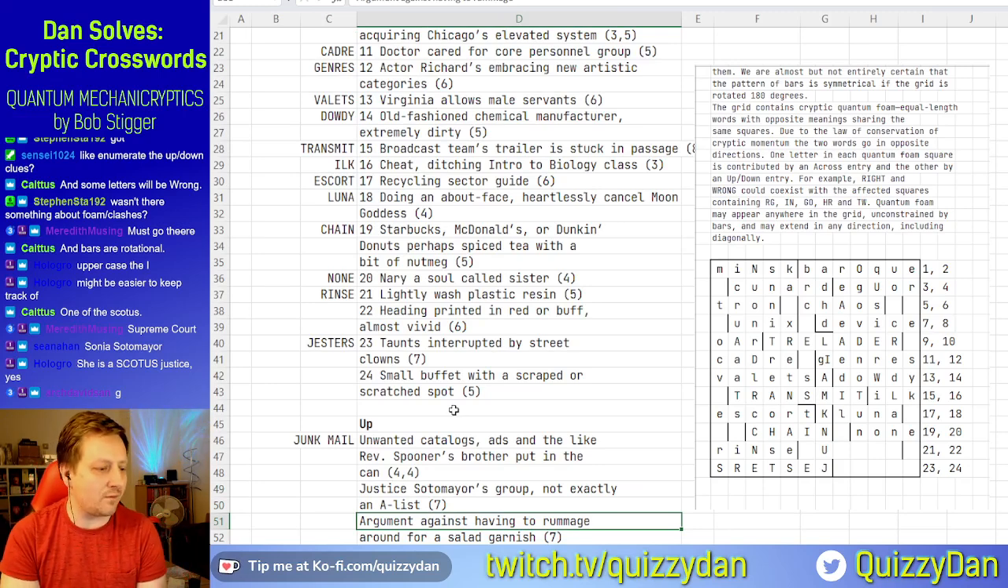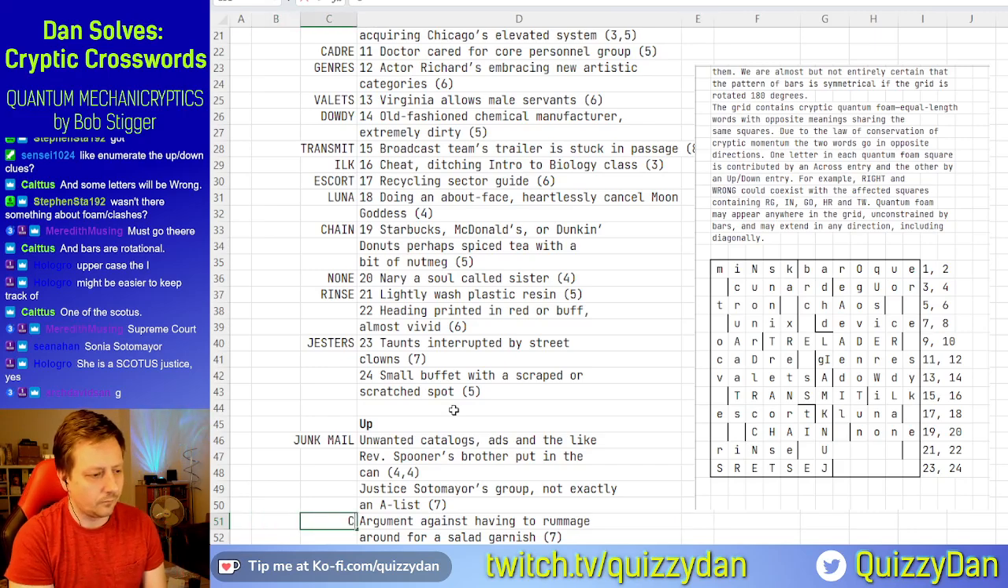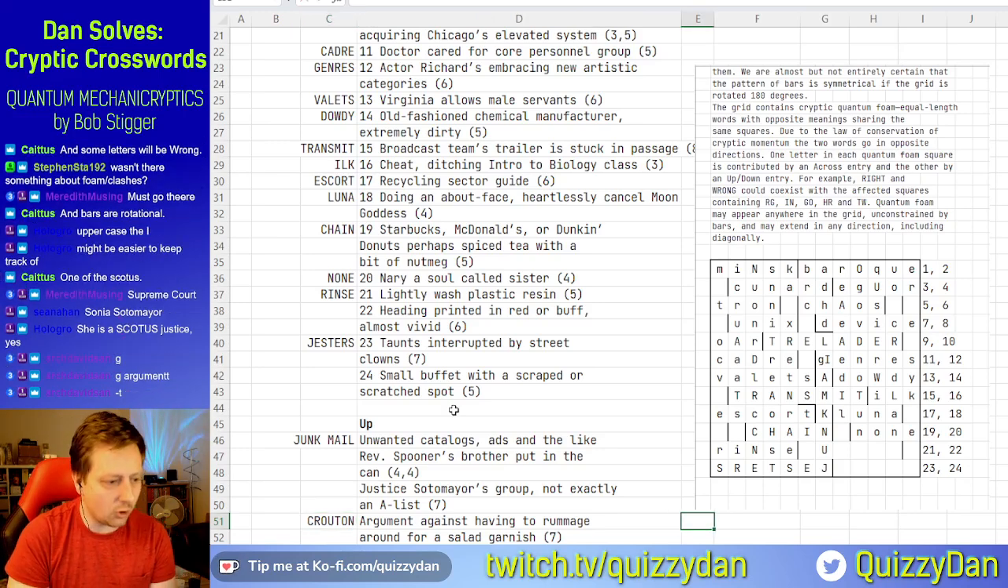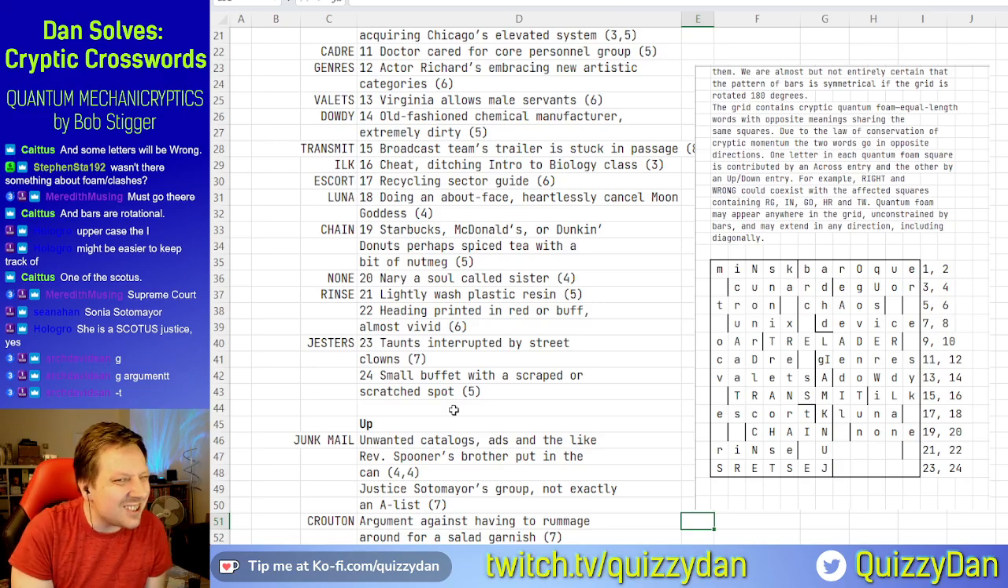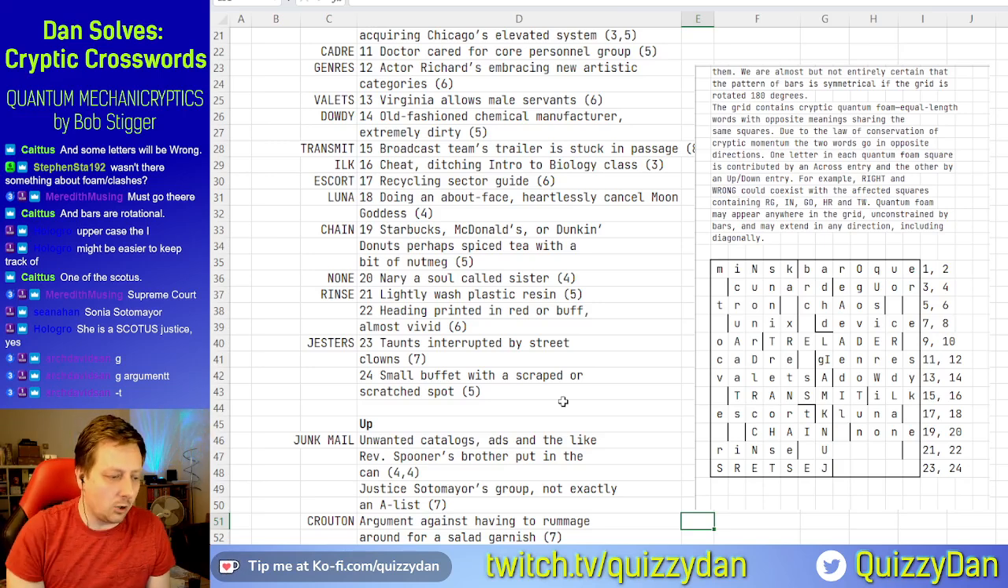Argument against having to rummage about for a salad garnish. Argument against is probably con. Having to rummage about for a salad garnish. Crouton. Crouton is a salad garnish, and that's got con, and it's got route. To rummage around is to root, to rootle. There you go, to rummage around, root. Put that in con for Crouton.